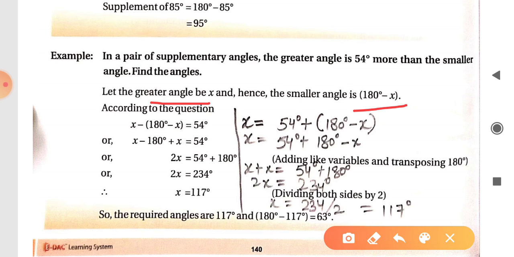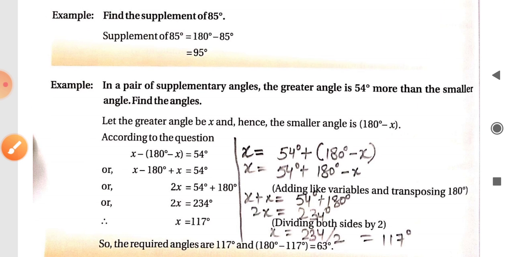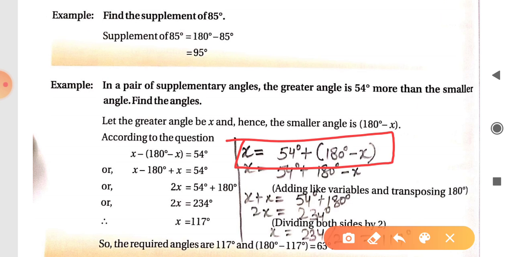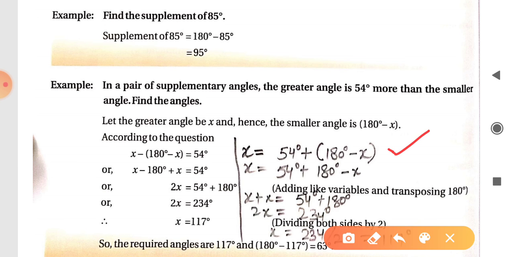Then according to the question, the greater angle is x. We will write x is equal to 54 degrees more, that means we will add 54 degrees to the smaller angle. So write 54 degrees plus the smaller angle, which is 180 minus x. So the equation is x equals 54 degrees plus 180 degrees minus x. This method is easier than the other method, so you can use any method.